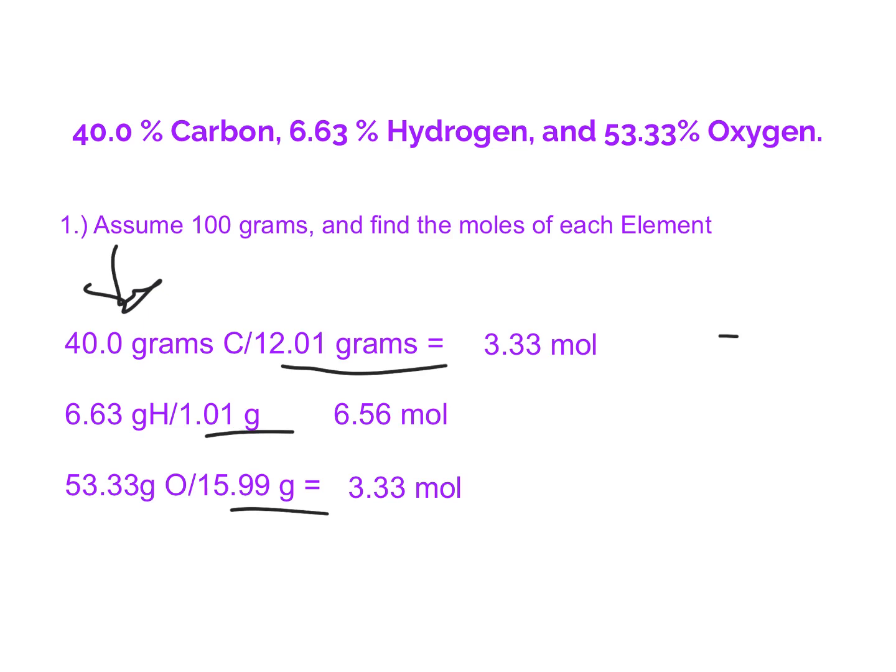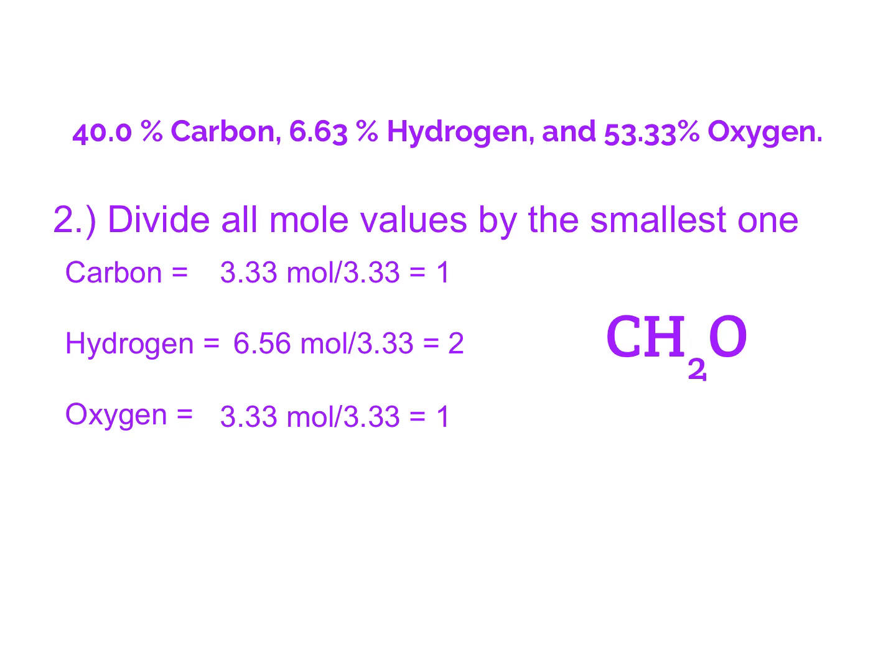Then we have to look at our molar values and say, okay, which one do I have the least of? I have the least moles of both carbon and oxygen, because I had 3.33 moles of both of those. So I'm going to take all of my molar values and divide them by my smallest value, which in this case was 3.33. And that is how I'm going to get the numbers to make my formula, because I've got 1 carbon, 2 hydrogens, and 1 oxygen.